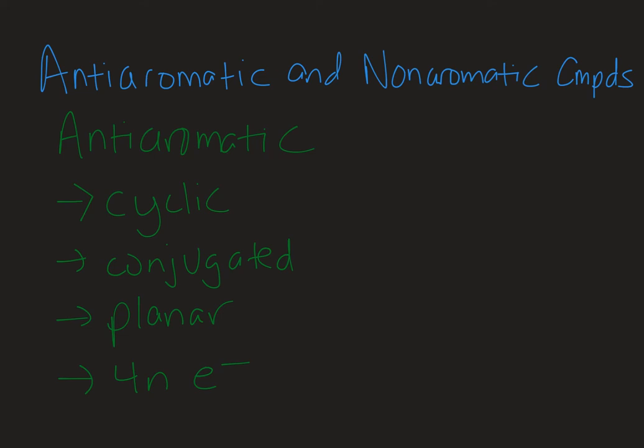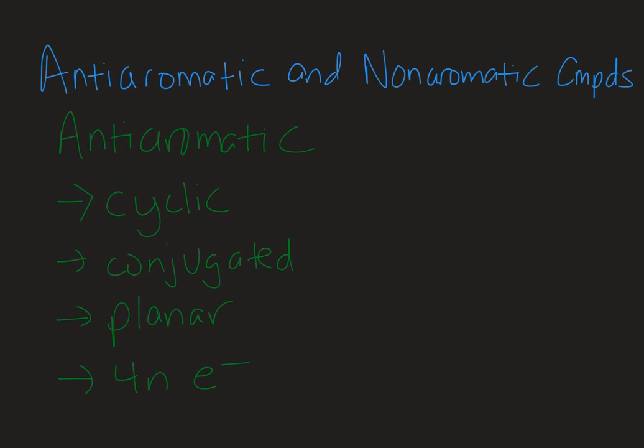In this video, we're going to take a look at anti-aromatic and non-aromatic compounds and how to characterize them. So we'll start with anti-aromatic compounds. An anti-aromatic compound has to be cyclic, so no linear systems would be categorized as anti-aromatic. It's got to be conjugated, which means it has to have p orbitals throughout the entire cyclic system. It has to be planar, and it has to have 4n electrons.